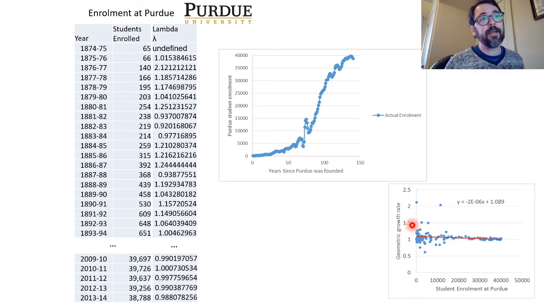And then the y-intercept, which is just 1.089, gives us r, but don't forget that we have to take the natural log of 1.089, which gives us 0.085 for the intrinsic rate of increase. And K is 44,500 students at Purdue.